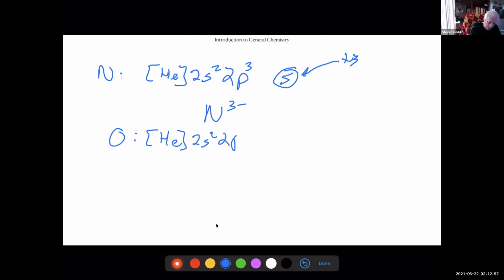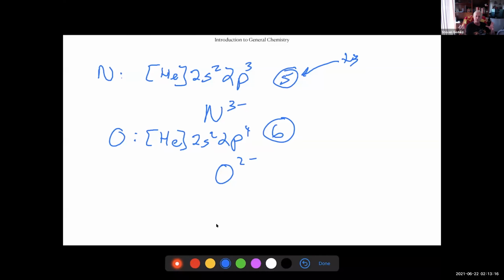2s2, 2p4. So how many valence electrons does oxygen have? 6. Right? So it wants to bring in how many electrons to make it have 8? 2. So oxygen is going to be 2 minus. Oxygen, sulfur, selenium, whenever we use those in a formula, they're going to have a negative 2 charge because they want to bring in 2 electrons to make them stable. Okay? So all those columns are negative 2.